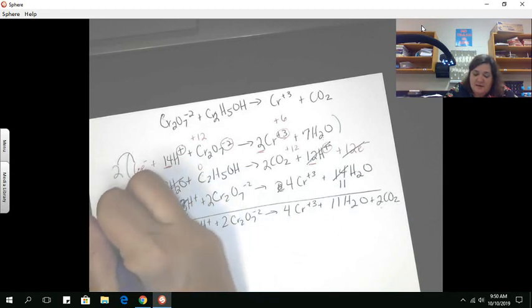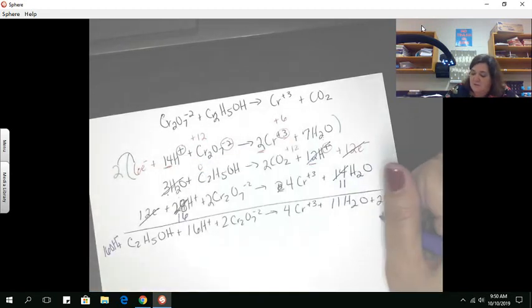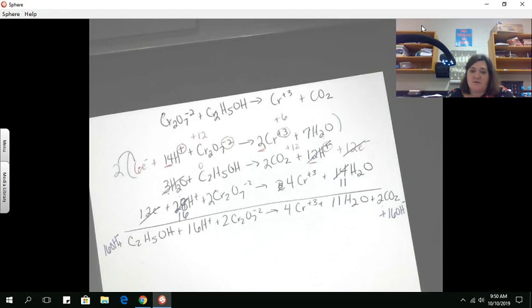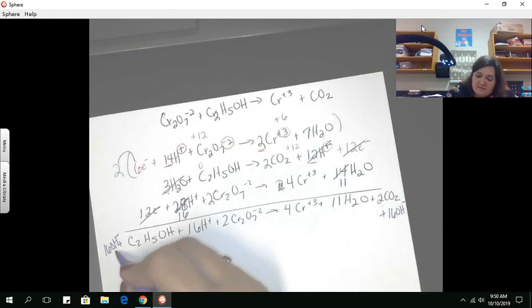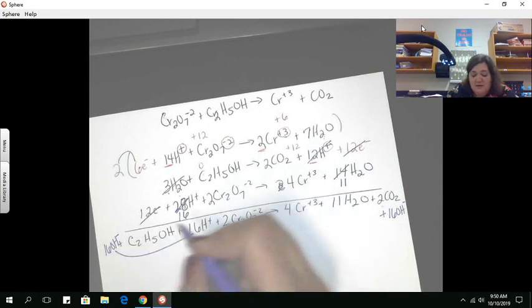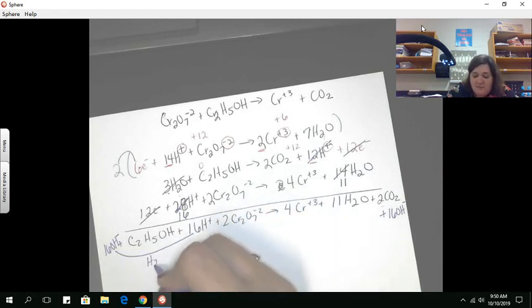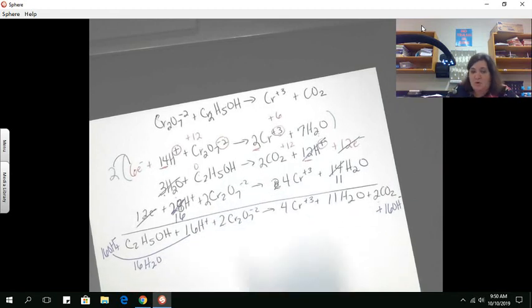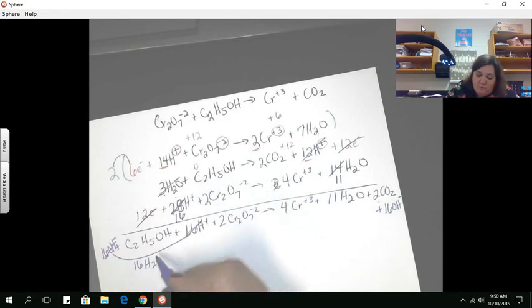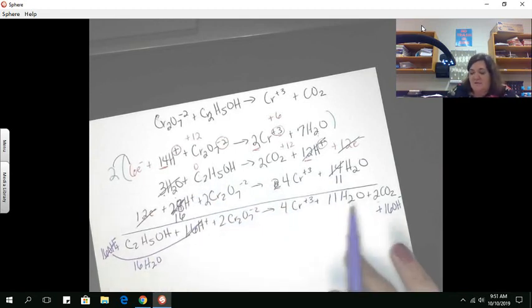Now every good math student knows that what you do to one side of an equation, you have to do to the other side. So we have to put 16 hydroxides on the other side as well. These 16 hydrogen ions and 16 hydroxide ions come together over here and make water, 16 of them. So now these two have formed water together. So we have 16 waters on the left and 11 waters on the right.